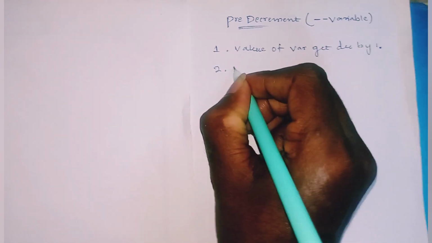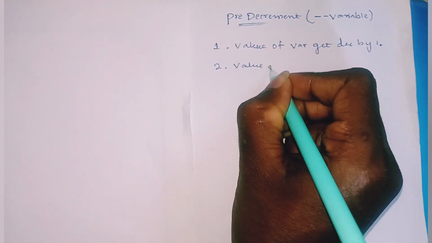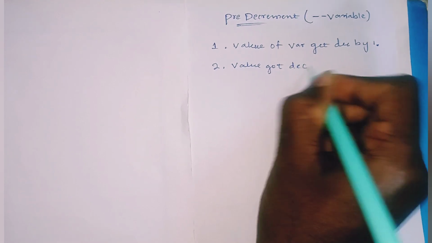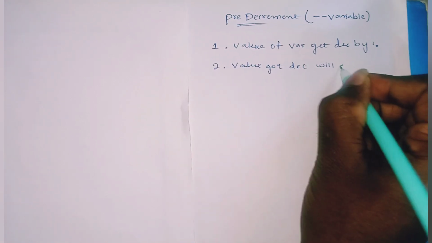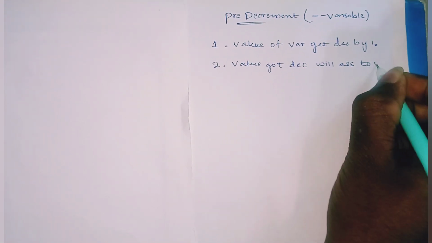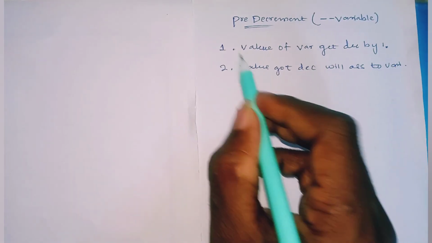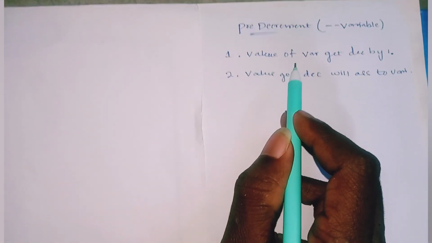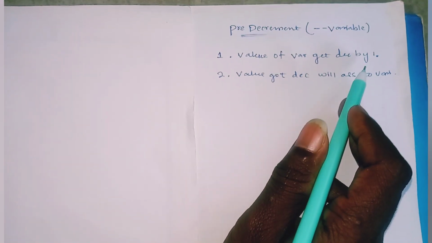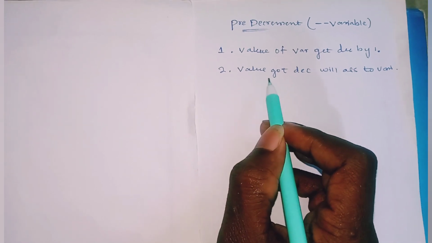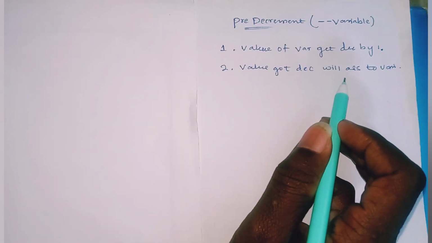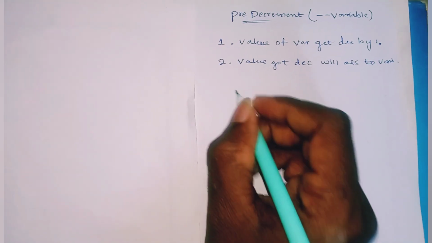And the next step is, the value that got decremented by 1 will be assigned to the variable. So these are the two steps. First step is, the value of a variable gets decremented by 1, and the next step is, the value that got decremented by 1 will be assigned to a variable. Let me explain with an example.